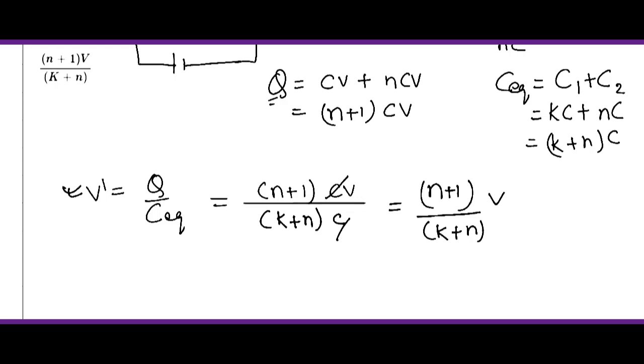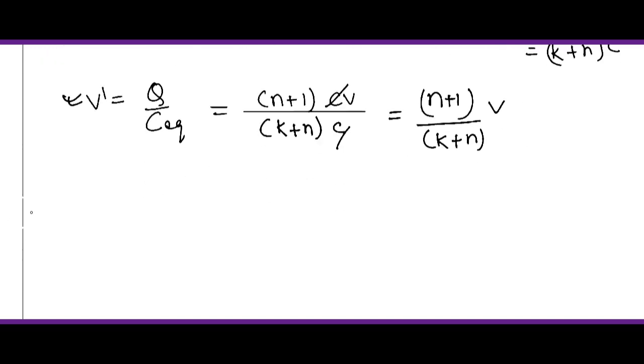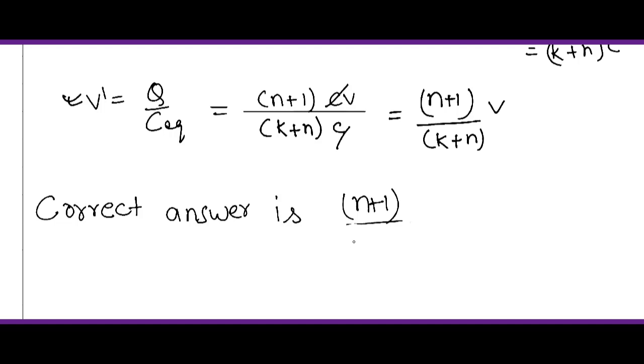If we check the options, the correct answer is the fourth one, that is (N plus 1) into V divided by (K plus N). So the correct answer is (N plus 1) divided by (K plus N) into V. So this is the correct answer.